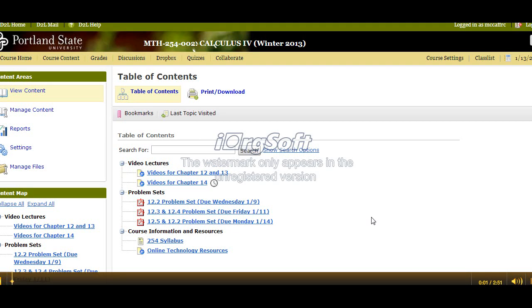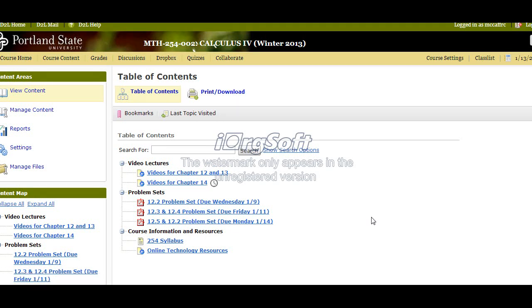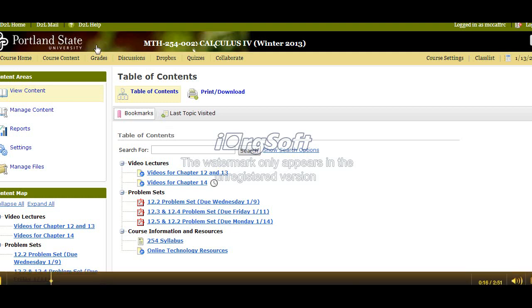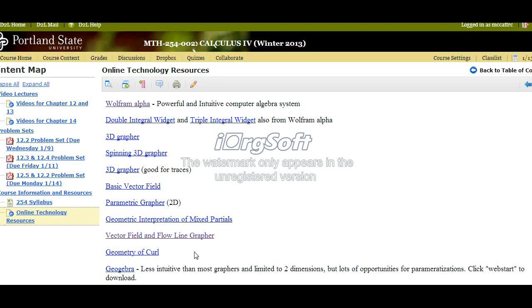So let's continue to investigate the function f of x, y equals y squared divided by x squared plus y squared, this time using some online graphing technology to be able to visualize this graph a little bit more easily. So I'm on D2L and I've gone to the Course Content tab, and I'm going to click under Course Information and Resources, Online Technology Resources, which gives me this long list.